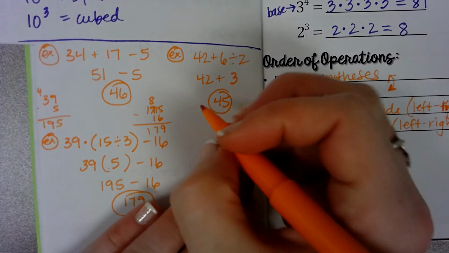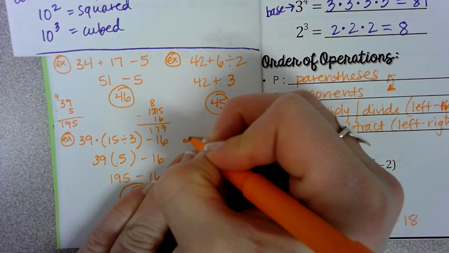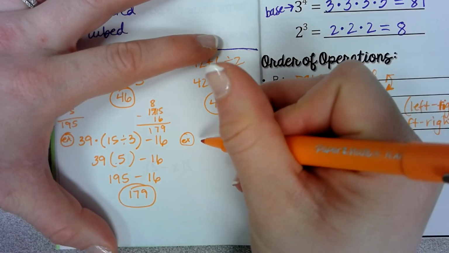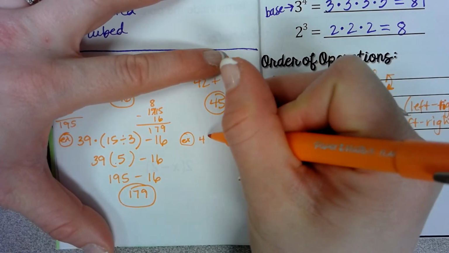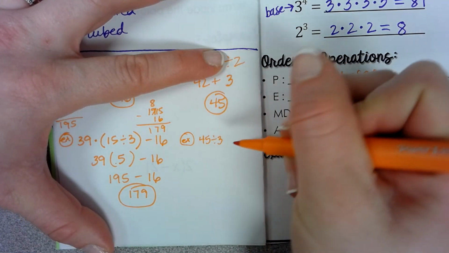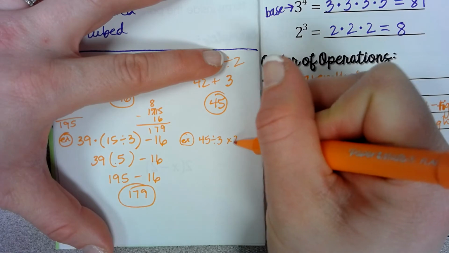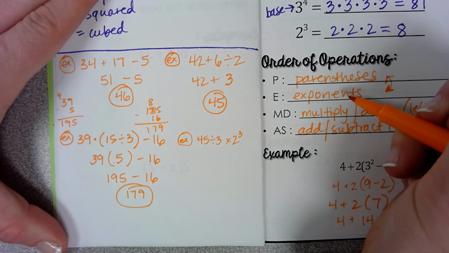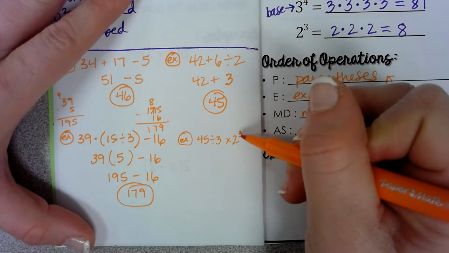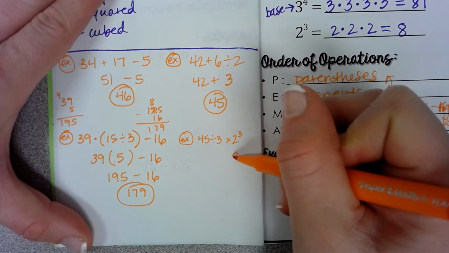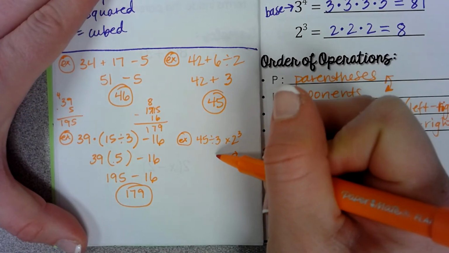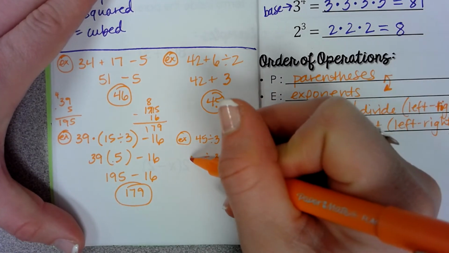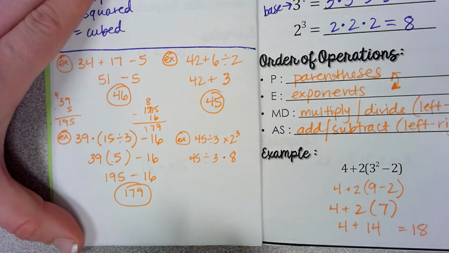Okay, let's do one more over here, just because we have a little bit of room. We'll do 45 divided by 3 times 2 to the third power. So again, going through, we do our exponents first. 2 to the third, or 2 cubed, is 8. So I'm going to have 8 times 3. Ooh, here's what I mean by left to right, divided by 45.